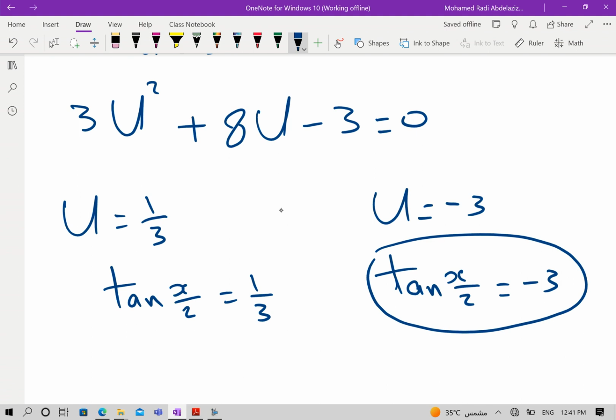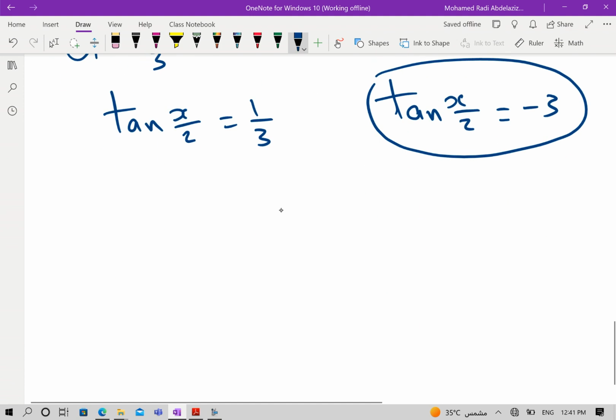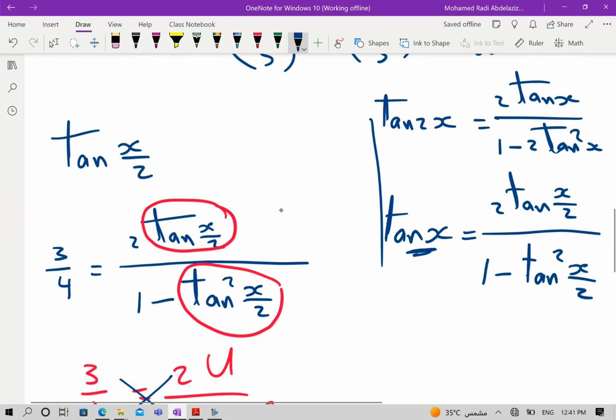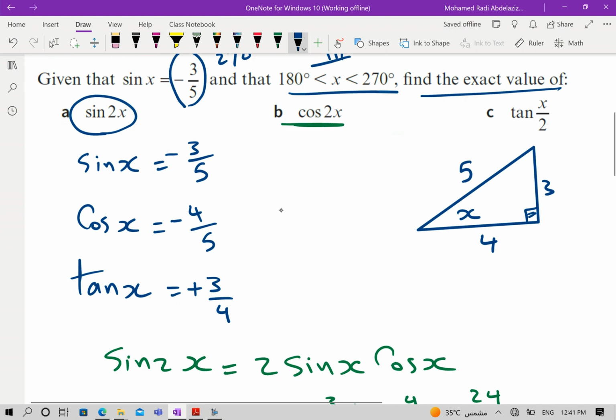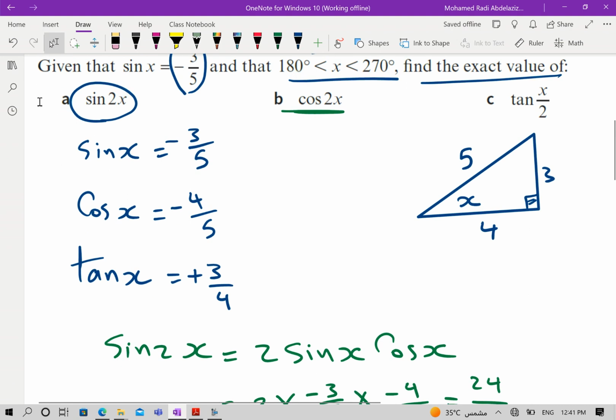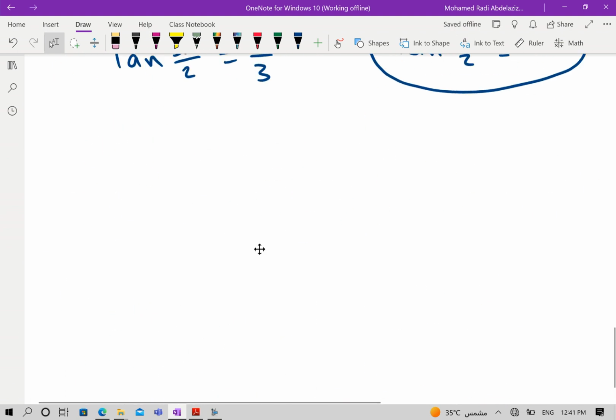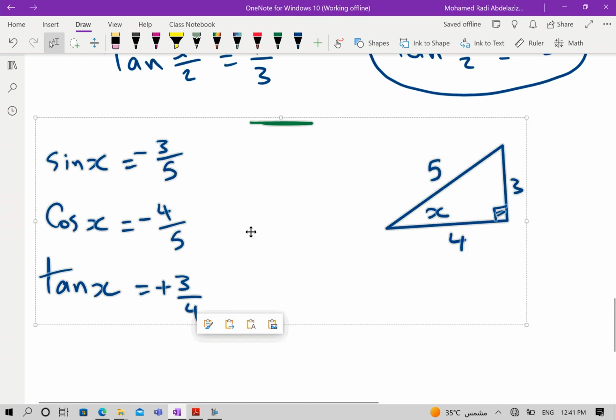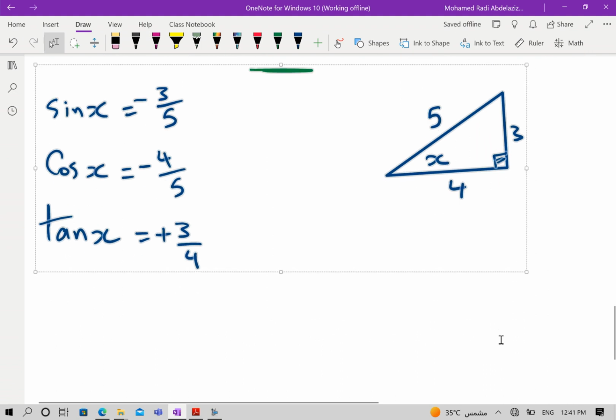Again, from the given triangle, look at this part. I will explain another method, then come back to the previous one. How to get all trigonometric functions for angle x over 2. If it is x, it's easy to get 2x, 3x, 4x. What about half x?